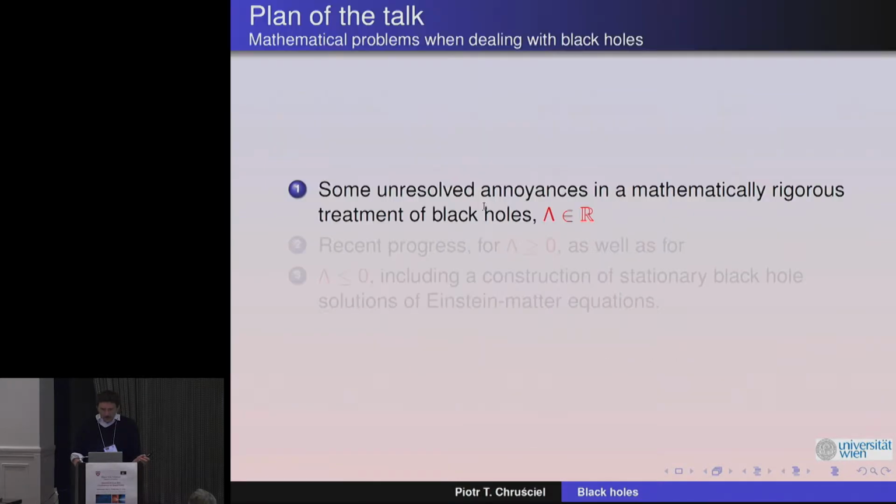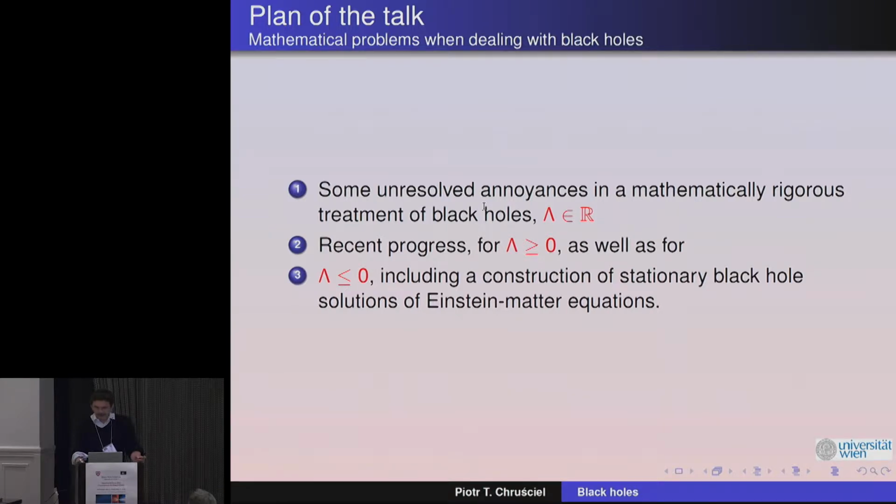So the plan is therefore just to discuss some unresolved annoyances when you try to handle black holes in a mathematically rigorous manner, and it actually connects to yesterday's discussion that we had. And then here I'm going to assume any lambda. Then I present you some recent progress in the case where lambda is 0 and also positive. And finally, the negative case, which was the original plan, will come at the end of this talk.